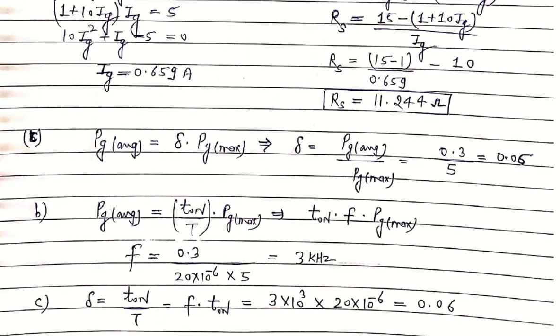Now we have to find the duty cycle. Duty cycle is given as T1 divided by T. So 1 upon T equals frequency, multiplied by T1. f is calculated as 3 kilohertz, and T1 is given in the problem as 20 microsecond. By multiplying these two parameters, the duty cycle is obtained to be 0.06. This is a unitless quantity.